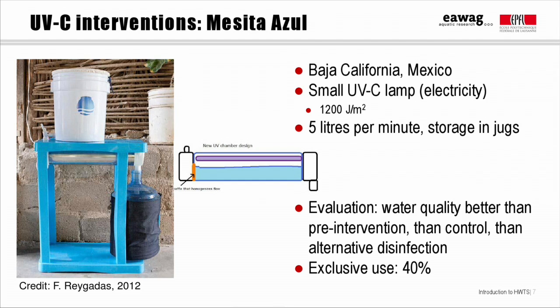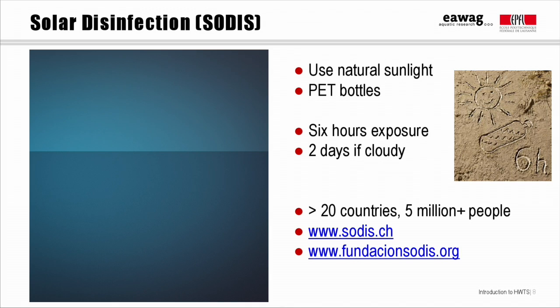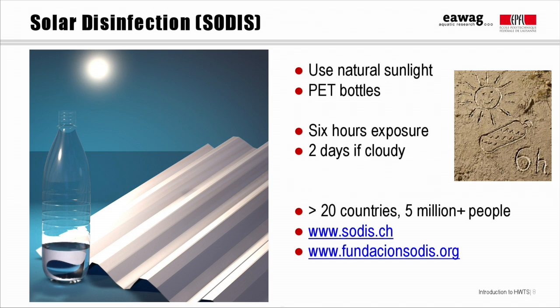While the Mesita Azul system is still under development, there is another UV disinfection process that has been researched extensively over the past 30 years, both in laboratory and field settings. And this is called solar disinfection.